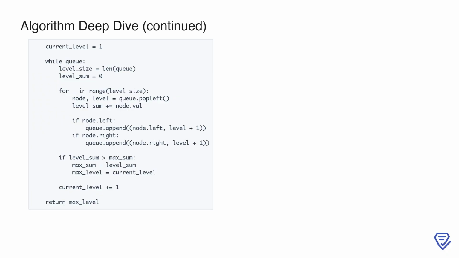After processing all nodes at the current level, we check if level_sum exceeds max_sum. If so, we update max_sum and set max_level to the current level. Finally, we increment the current_level counter and repeat this process until all nodes are processed. The function concludes by returning max_level, which represents the level with the highest sum.